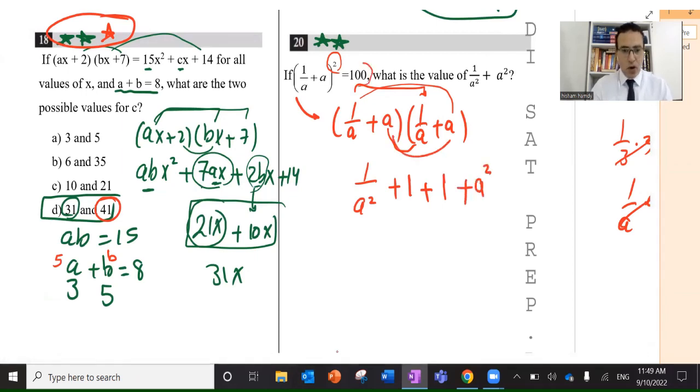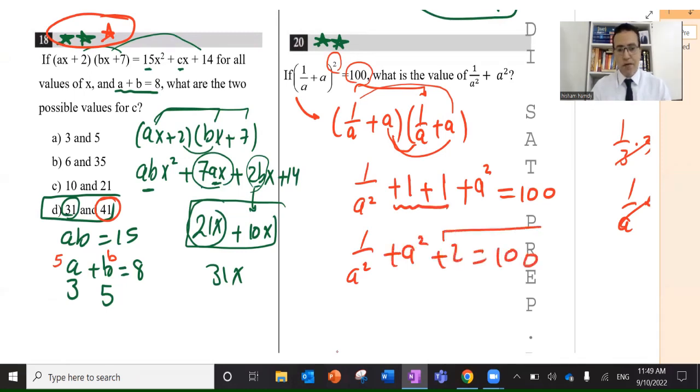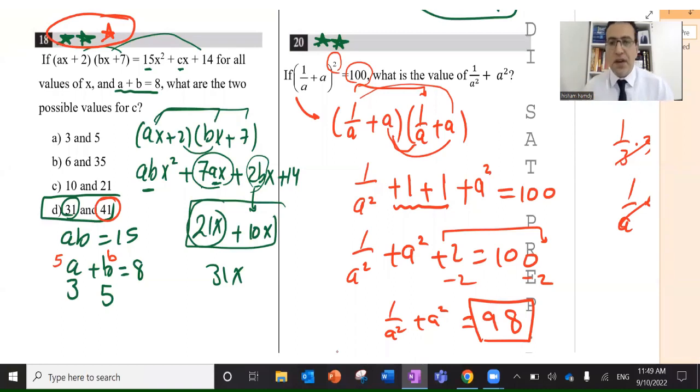It says that all of this is equal to 100. So 1 over a squared plus 2 plus a squared is equal to 100. By moving to the other side, or subtracting 2 from both sides, 1 over a squared plus a squared is equal to 98. In this kind of question, it's very difficult to figure out one value and add it to its reciprocal to give you 100, and square to give you 100.